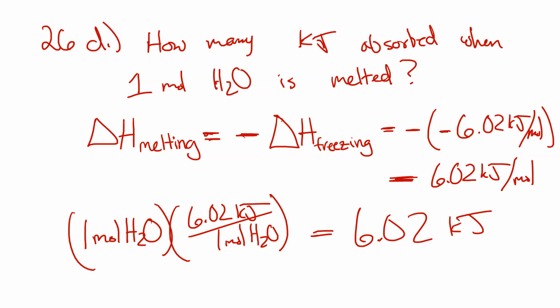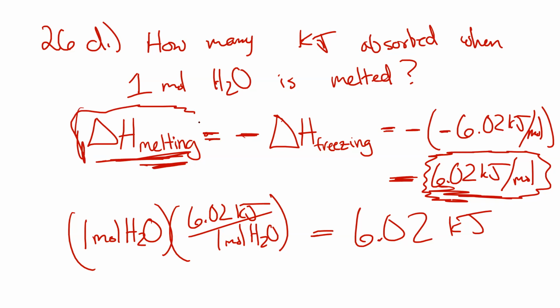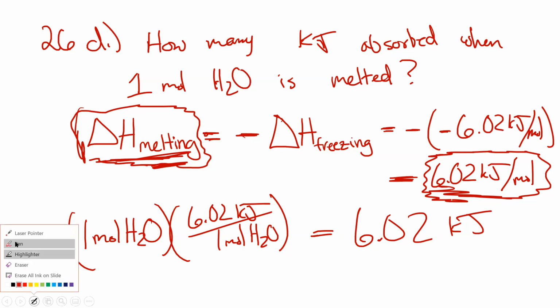Okay? Questions? Any concerns? Because we're using melting, it needs to be a positive value. The key here is what I did was I said the delta H of melting is opposite the value of freezing, which is a negative of the negative, and therefore a positive value. Does that make sense? Negative times a negative.